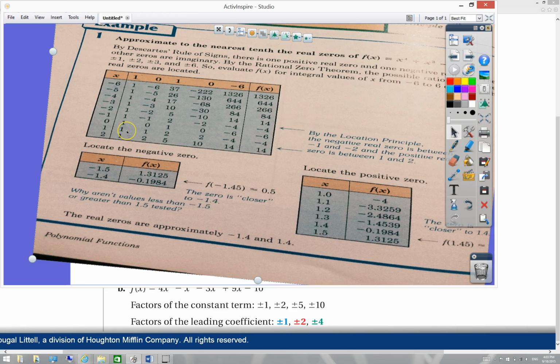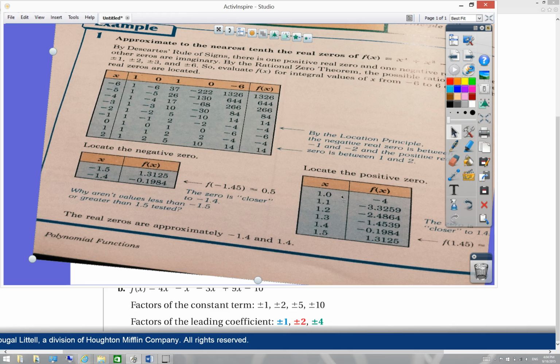I mean, I guess they could have gone up to 6 because that was the biggest number in this list, but they didn't need to because by the Descartes' rule of signs, they knew there was only one negative and one positive 0, and they'd already found them. Now what they did beyond that is it looks like they started plugging in to see if they could figure out closer where between 1 and 2, or -1 and -2, is this 0.